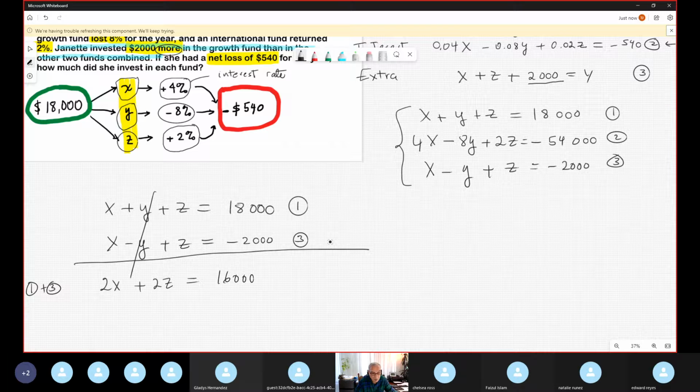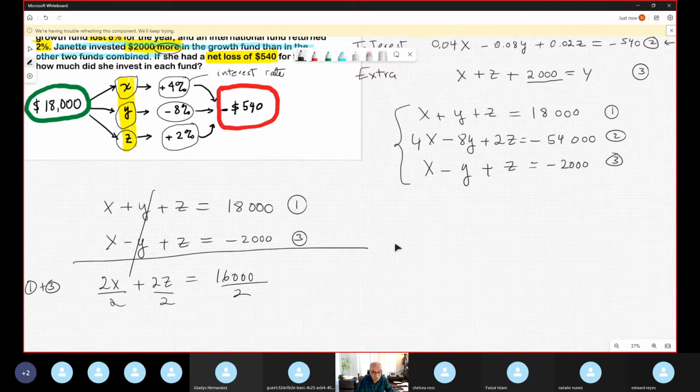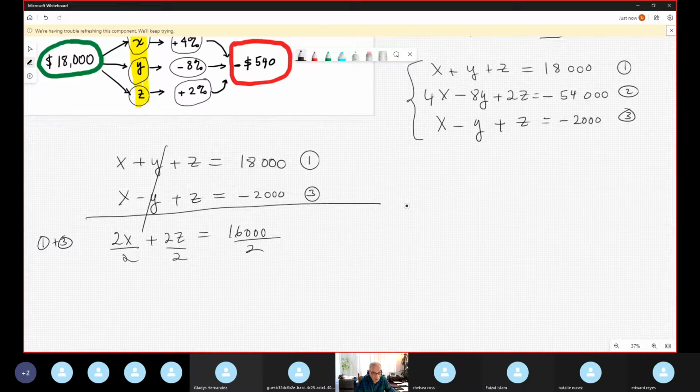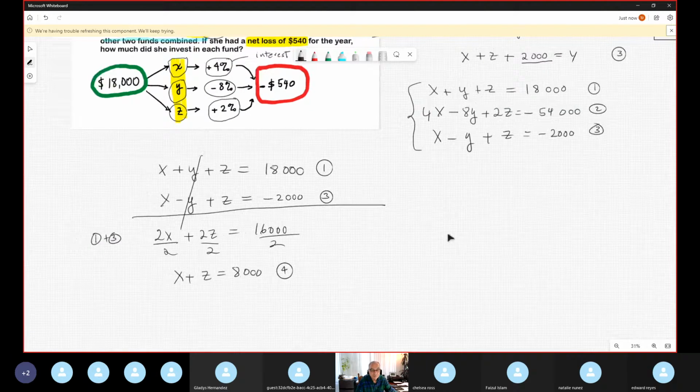However, I realize that this equation you can divide by 2, no? You leave it like that if you want, no problem. But much better simplification, in lowest terms. This is 8,000, and this is equation 4. Do you follow me so far?